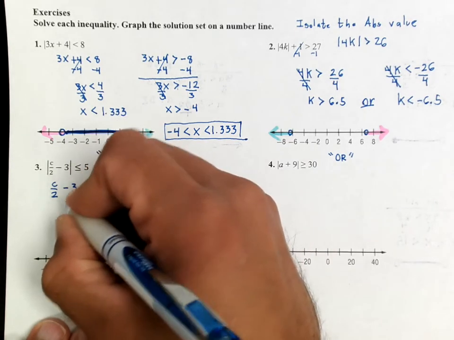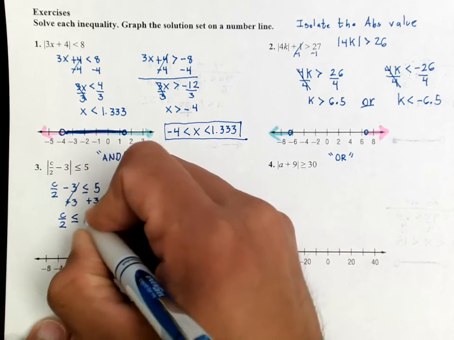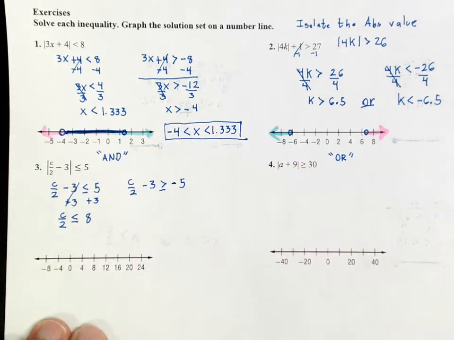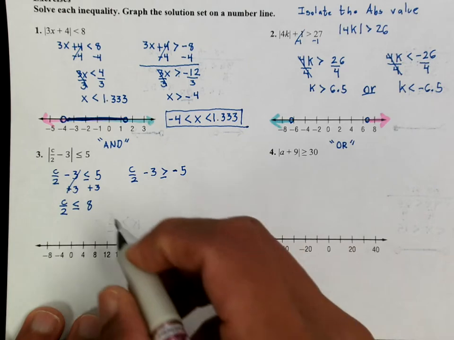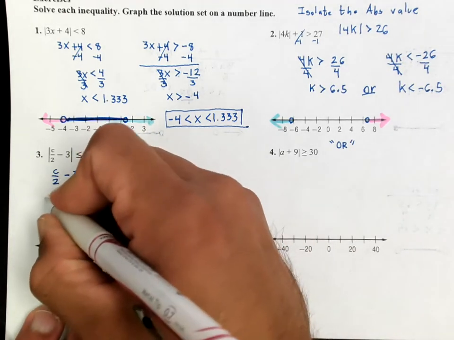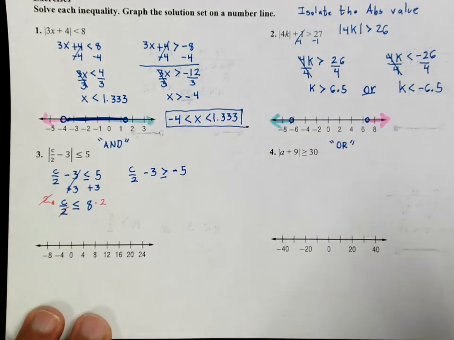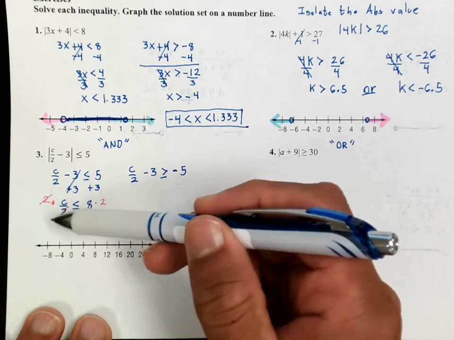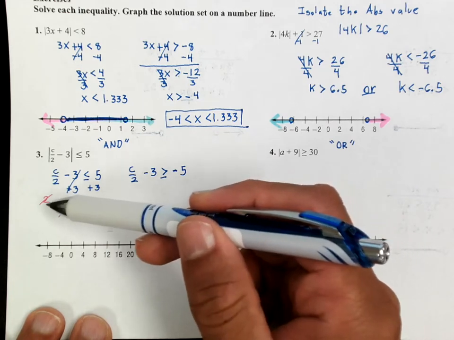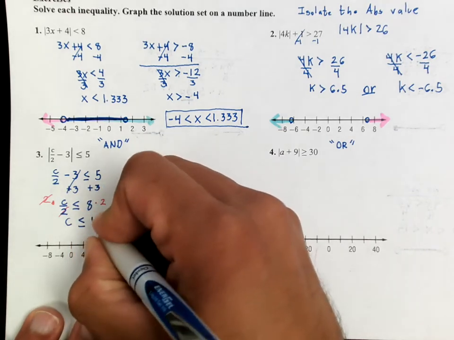So on this one, I'm going to add the 3. Add the 3, I have c over 2 is greater than or equal to 8. On this one right here, to get rid of the 2, I am going to multiply both sides times 2. I always want to do the opposite to get rid of something that's attached to the variable. So since this is division, I'm going to multiply. So this would be c is less than or equal to 16.